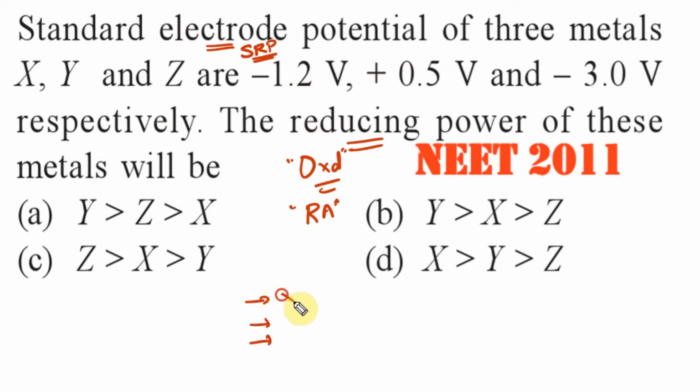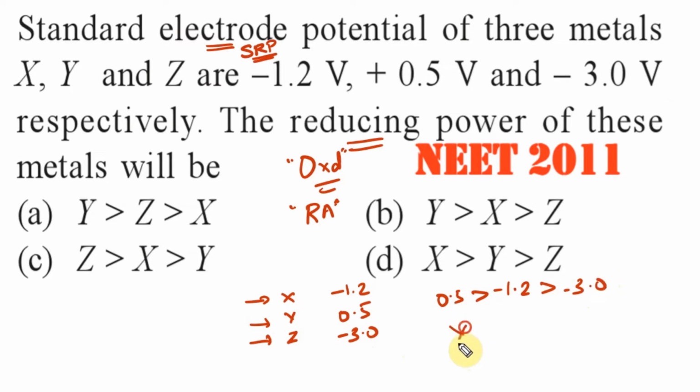So we can write it as X, Y, and Z, or maybe on the left side, doesn't matter. Because they said metals, I put it on the right side so that they have reduced from some metal ion to metal. So the values are minus 1.2, 0.5, minus 3.0. If you arrange them in order, you see that 0.5 is greater than minus 1.2 greater than minus 3.0. That tells me Y greater than X greater than Z.